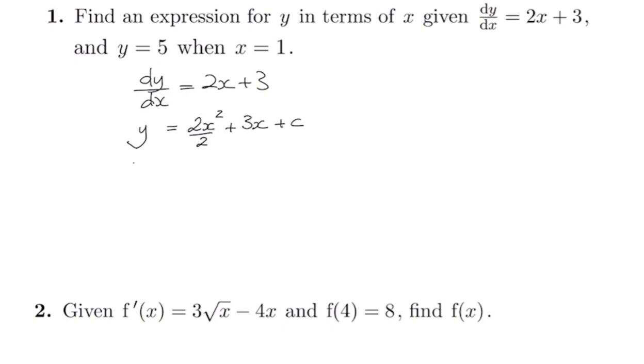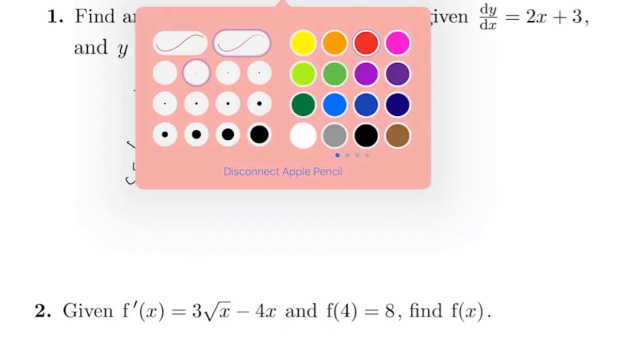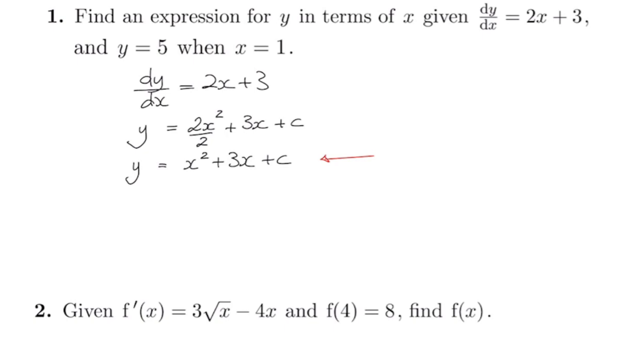Let's simplify that slightly. 2x squared divided by 2 is x squared, plus 3x plus c. That is what we refer to as the general solution. In video 1, we talked about a family of curves. The general solution gives us a family of curves because plus c is where we cross the y-axis, and in this case we don't know where we're crossing the y-axis, so that's a set of curves.